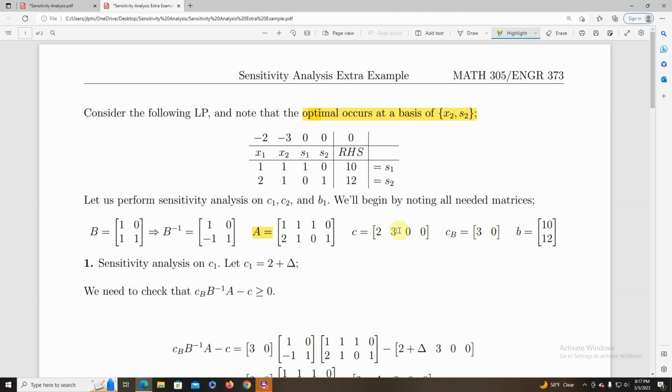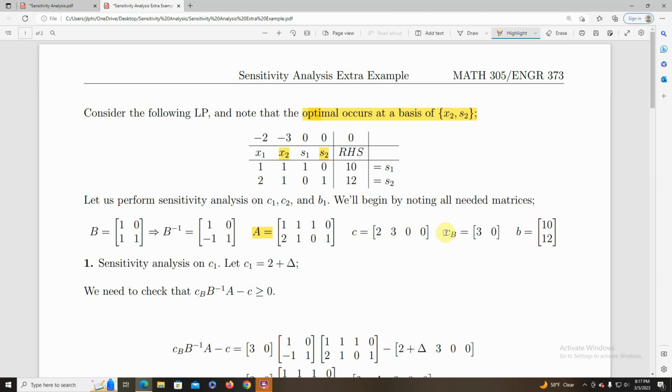The cost on the basic variables, the basic coefficients, depends on what these basic variables are. Since we said x2 and slack2 are the optimal basis, these columns here are where we're getting this B matrix from: 1, 1 in this column and 0, 1 in that column.